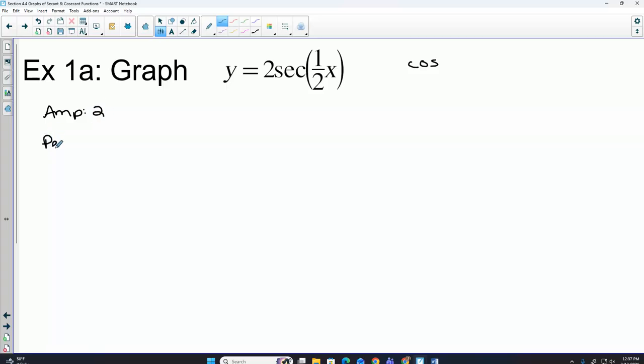Period. Now we have to think a little bit. Normal period for cosine and sine is 2 pi. Tangent and cotangent are pi. So we do 2 pi divided by 1/2. So we get 4 pi. Count by period divided by the 4 quadrants. So we just get pi.